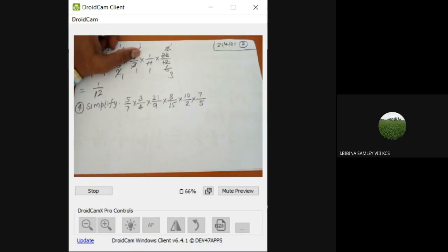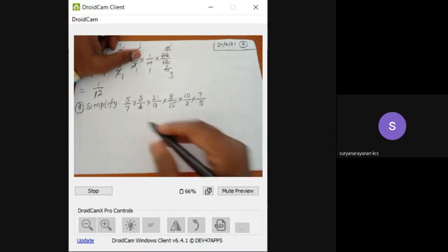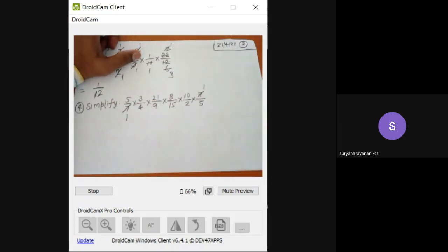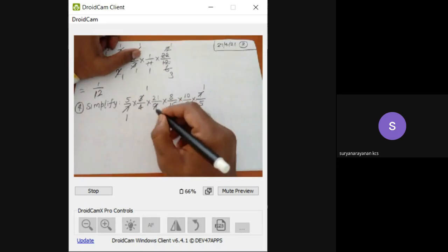Sir, can I? Yes, Bibina. Tell me. Sir, 7 can be divided with that 7 at the last. Very good. 7 one time. Previously I told you we can take any numerator from the beginning fraction and any denominator to strike out. Next. Sir, 3 and 9. 3 one time, 3 three times.